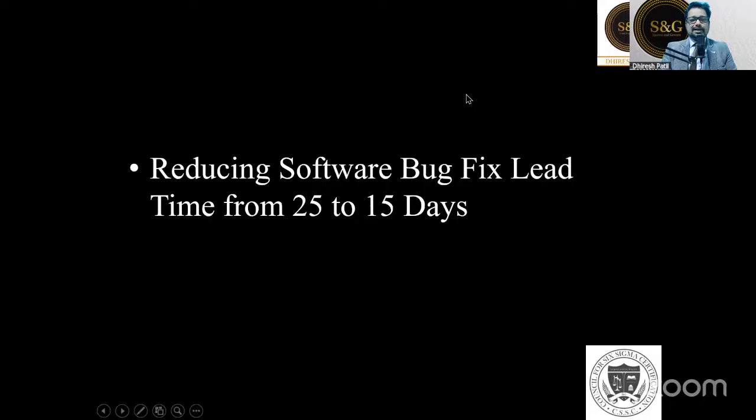This case study is about reducing software bug fixing lead time from 25 days to 15 days. A bug is an unintended piece of code which sits inside the regular software code, and that makes the software or application behave a little erratically. All right.